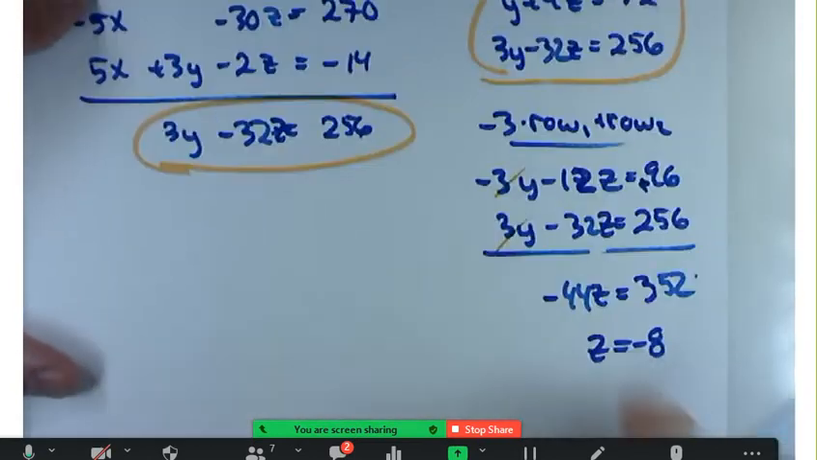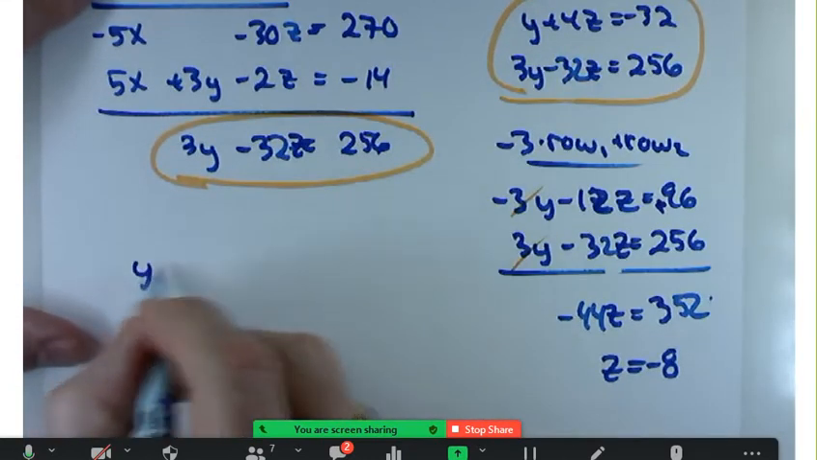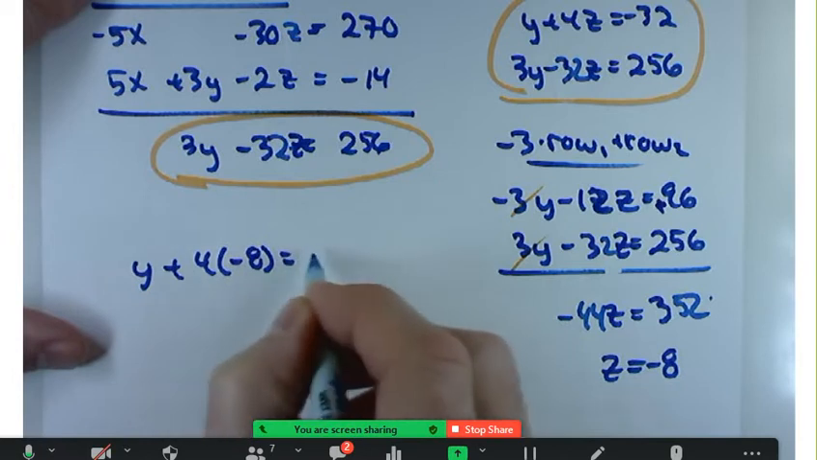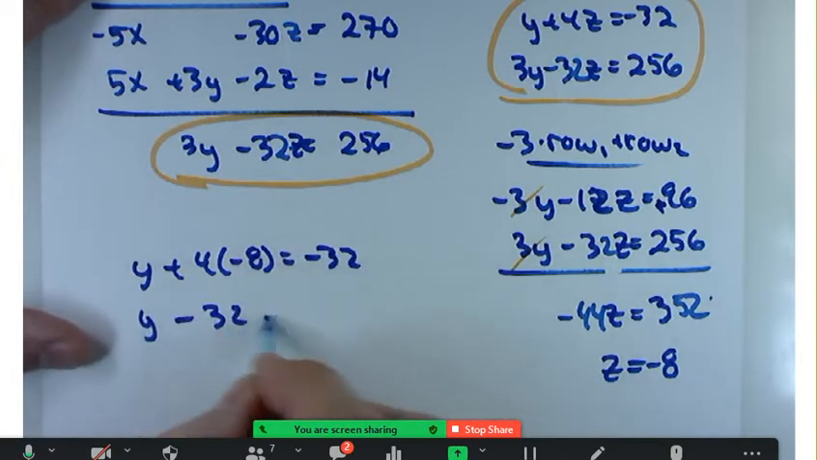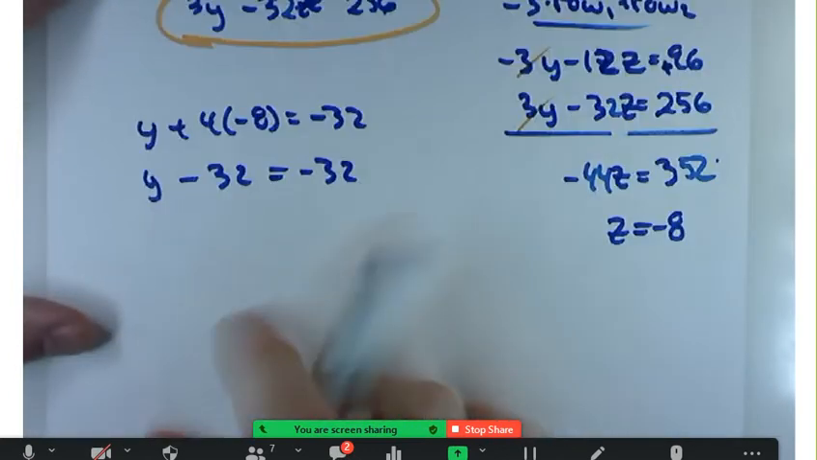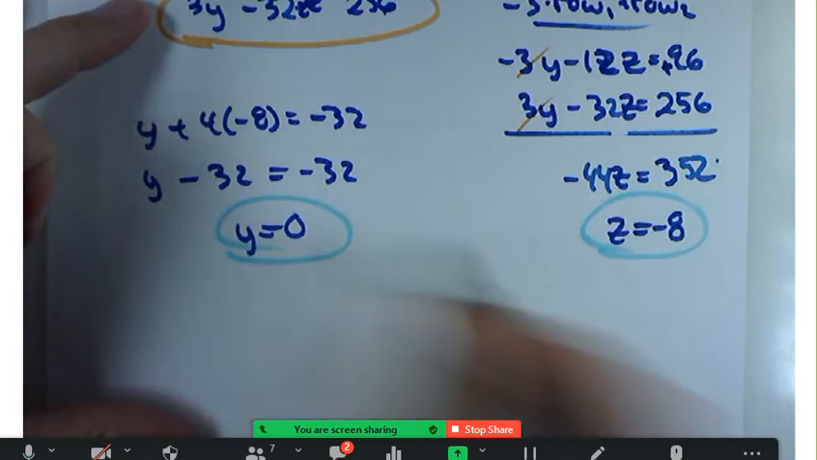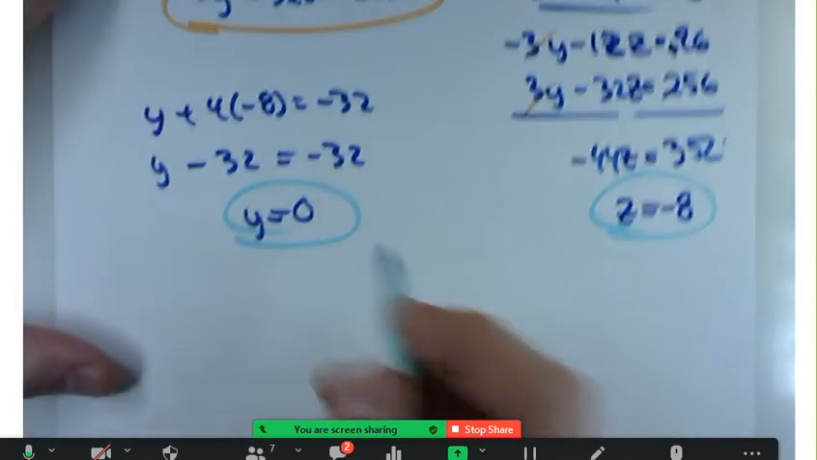Now, what happens from there? Well, now that we know what z is, I can go back and figure out what y is. Y plus 4 times negative 8 equals negative 32. And so interestingly enough, y equals 0. So we got two of these so far. We know what z is, and we know what y is. So the last thing then to figure out is what is x.